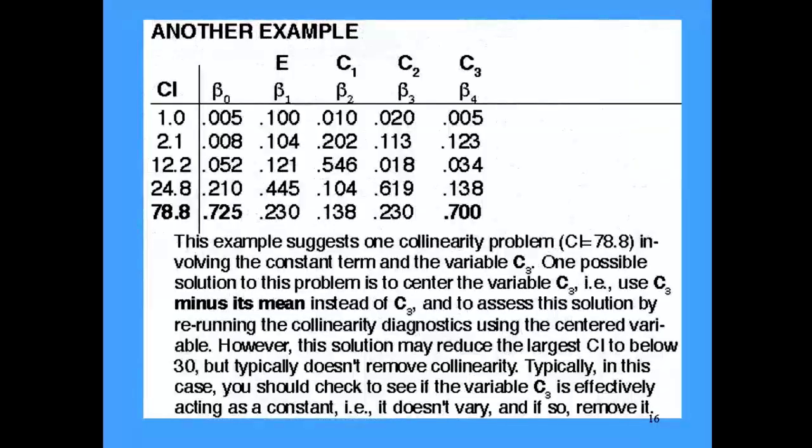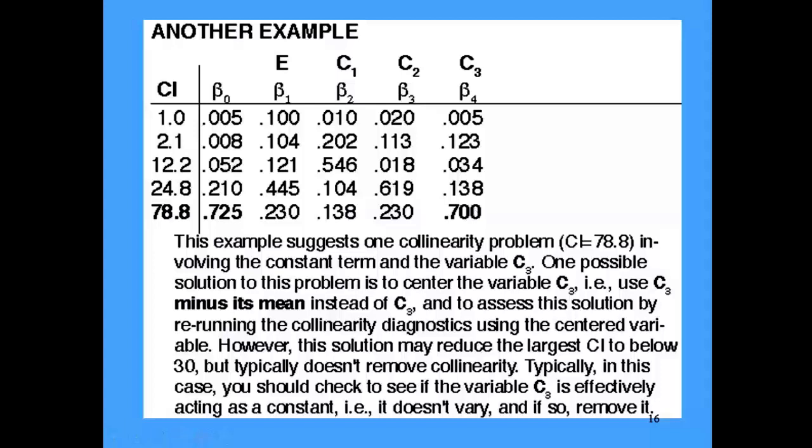Okay. Look at this slide. Different set of data, different information. What about this? Is there a collinearity problem based on what you see? Now, you notice there's no product terms. Is there a collinearity problem? Well, this is higher than 30, right? What do we do next? We look over here, and what do we see? There are two VDPs that are high. One is on the intercept, whoa, and one is on C3, right?